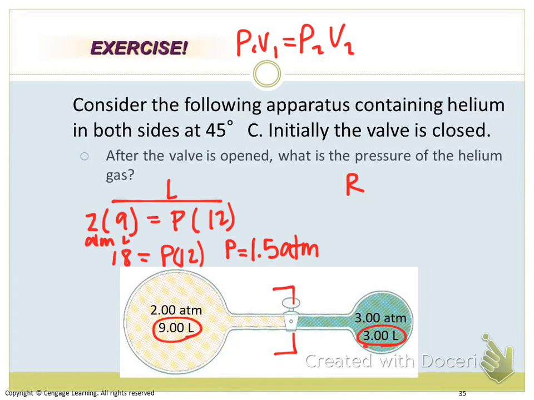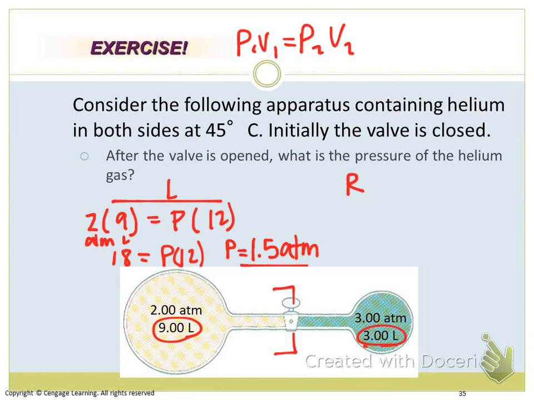Okay, are we on the same page with that? After the valve is open, this yellow gas, we're not really concerned that they're both helium, right? That doesn't really affect the problem at all. But the yellow gas after the valve is open now has more room to roam. So pressure of the yellow gas afterwards is 1.5.